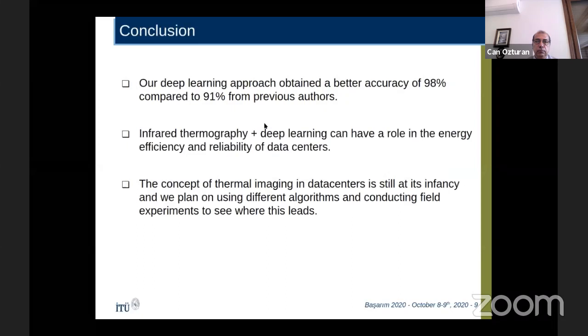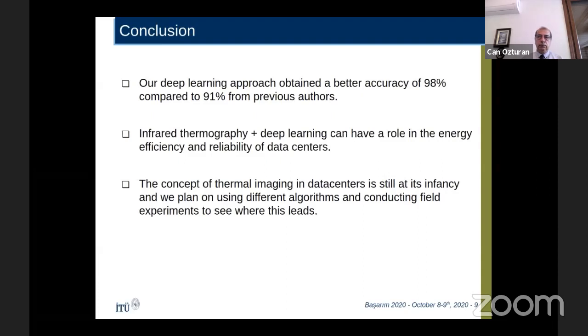So finally, we were able to conclude that our deep learning approach obtained a better accuracy of 98% using just a single convolutional neural network, compared to the 91% obtained by Ahmet E. Now, it is clearly evident to us all that infrared thermography coupled with deep learning can actually have a role in the energy efficiency and energy reliability of data centers.